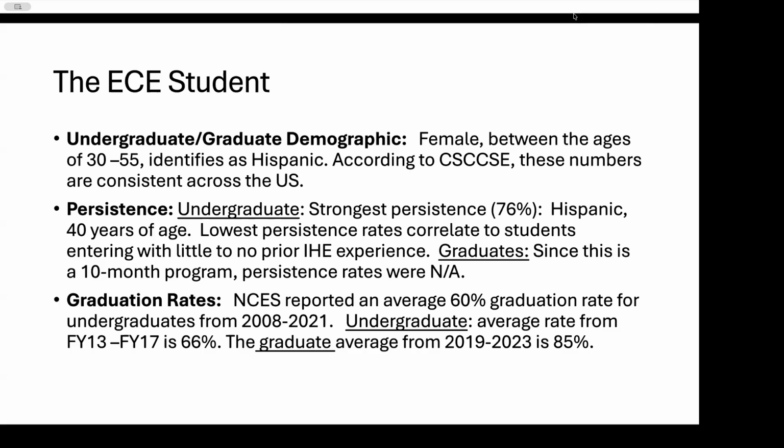For graduation rates, NCES reports an average 60% graduation rate for undergraduates during the period of 2008 to 2021. Because of how long it takes to finish the program, we only have graduation rates from 2013 to 2017, and it was at 66%, and the graduate rate from 2009 to 2023 is at 85%. So we feel pretty good that we are slightly above the national average for undergraduates, well above for graduates, but still room for improvement.